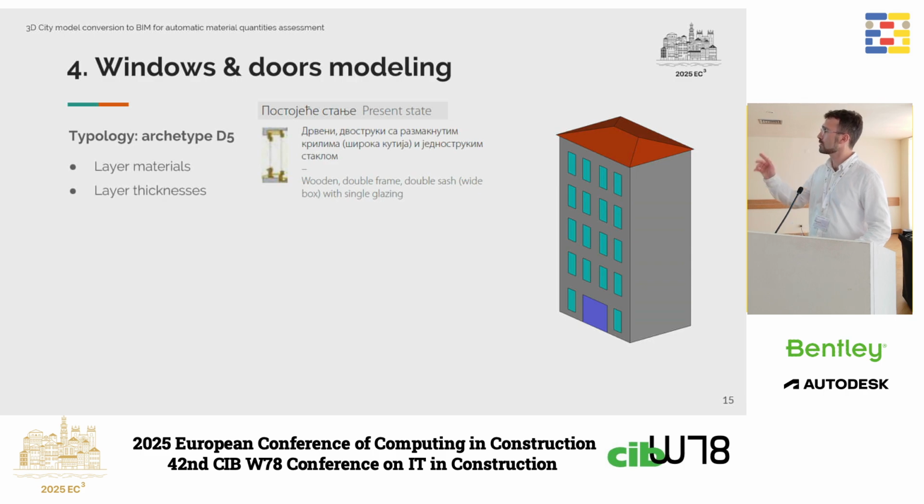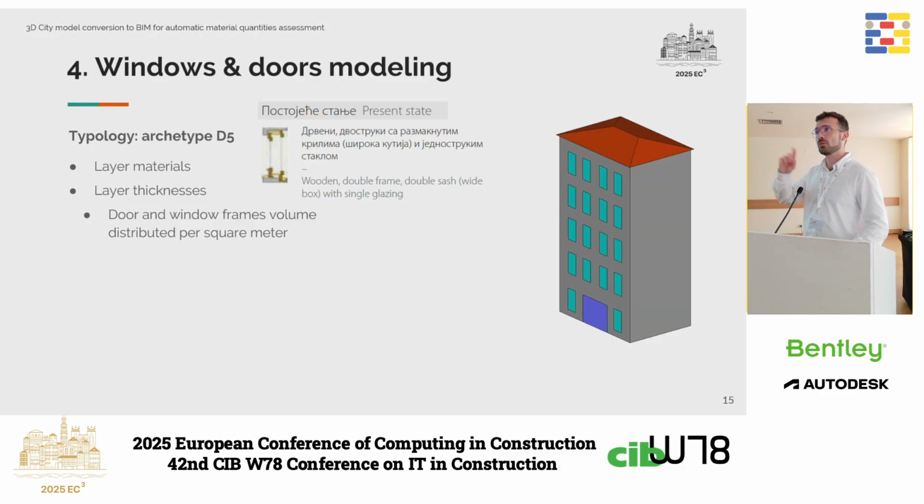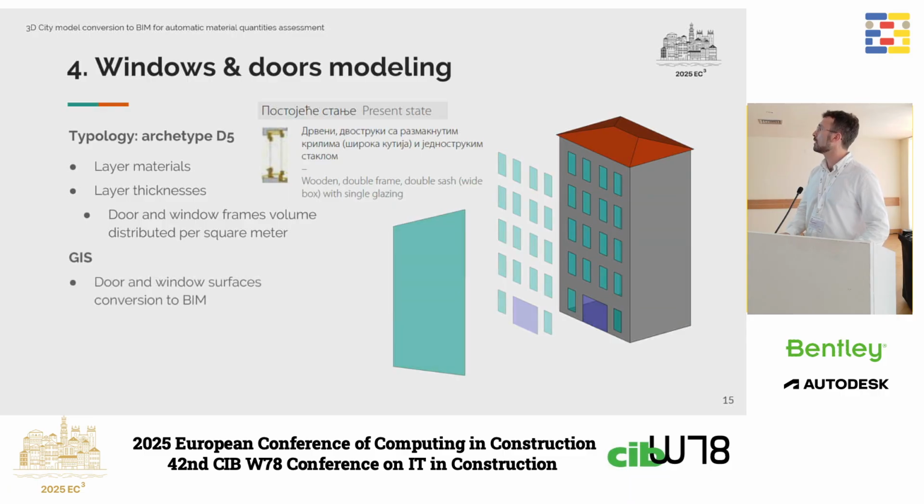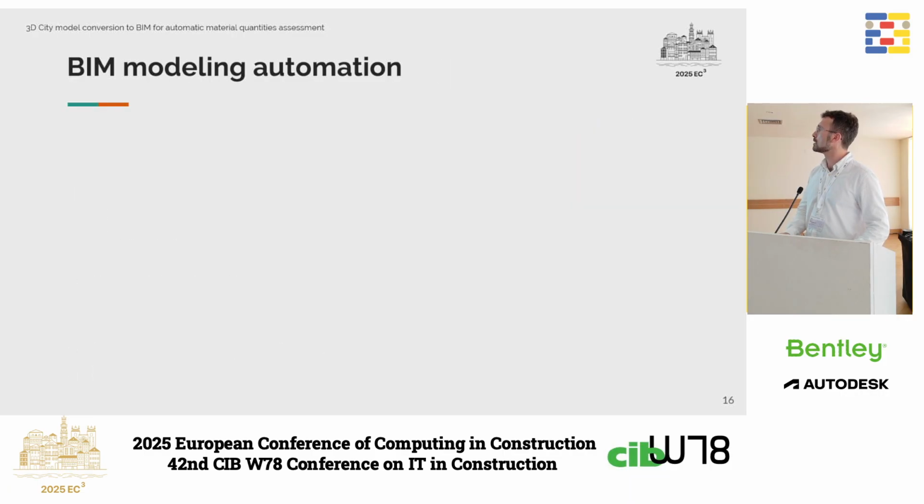So yeah, basically the rest is the same: taking the GIS surface and turning it into BIM and then extruding it. The windows are also similar to the roofs, so representing the window frame as a solid layer. Yes, and the rest is the same.